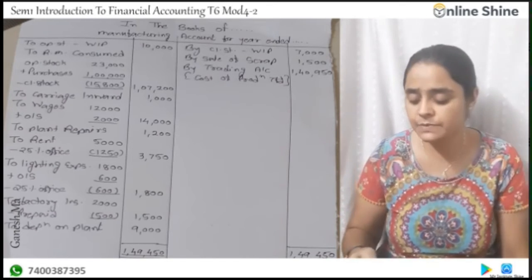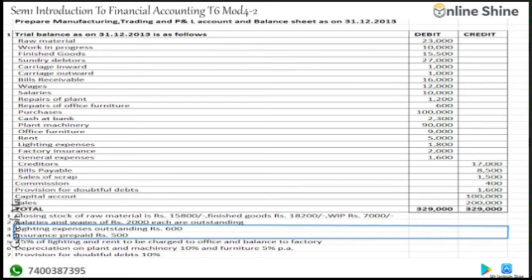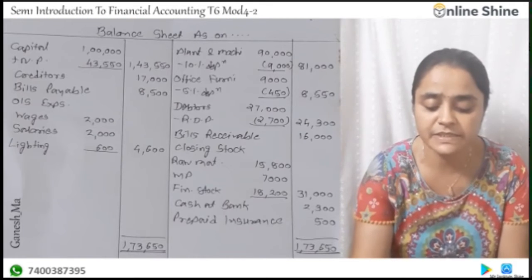Come to the third adjustment. Lighting expenses are outstanding rupees 600 and insurance is prepaid rupees 500. Now here one expense is outstanding, one expense is prepaid. Now outstanding expense, same effect. Go for your balance sheet, outstanding expense of rupees 600.